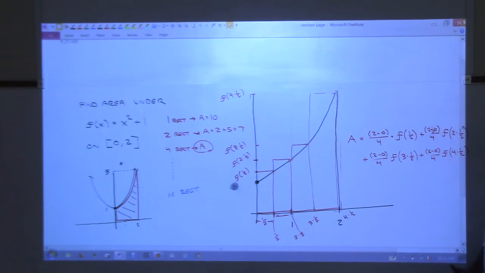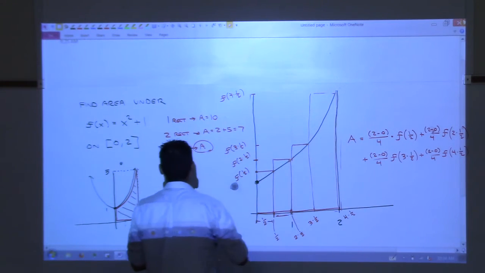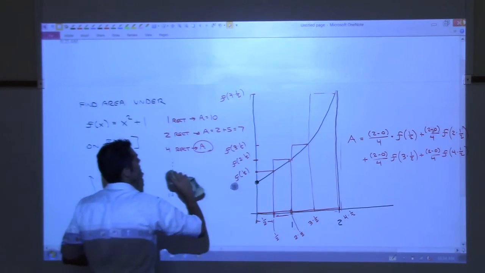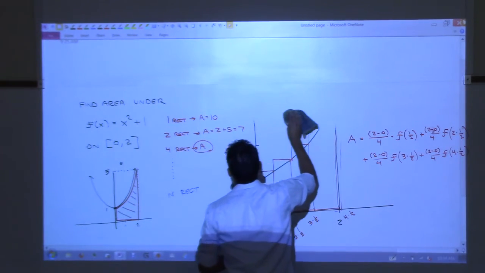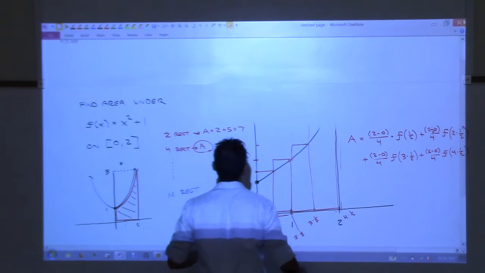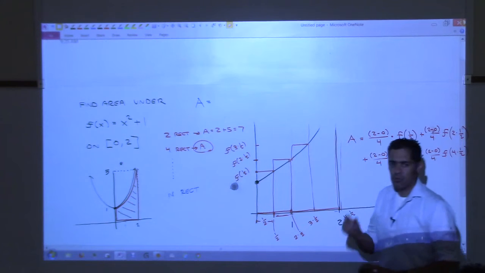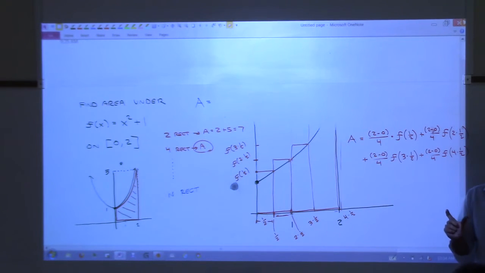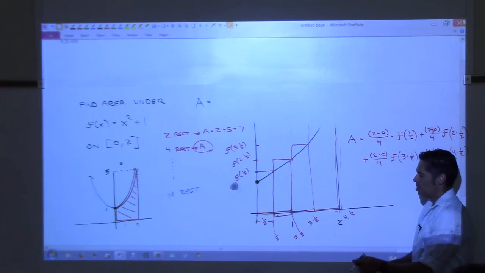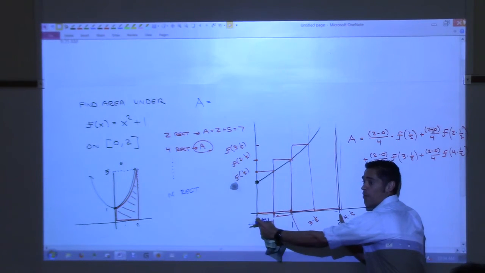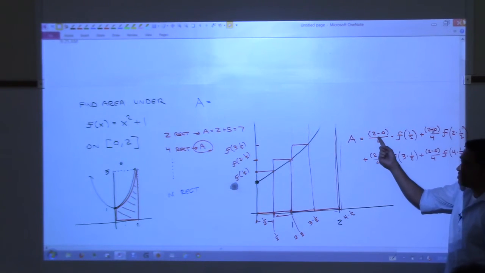N rectangles. See if we can't do this. I don't know, I feel like I might be pushing too hard here, but I'm going to go for it. Okay, if I did n rectangles, the area would be the width of each rectangle. So how wide would each rectangle be? It's the width of the whole thing, which was 2 minus 0, over n. That's what I was trying to get you to see here.